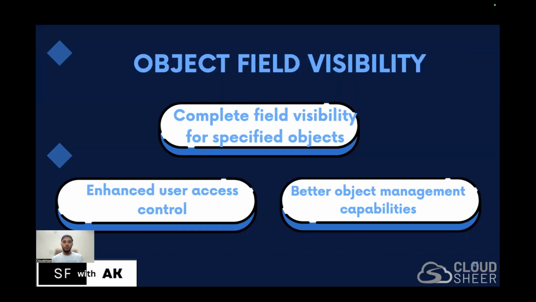Now I have some important features with permissions. So, object field visibility. When we assign a permission set, we needed to select each field one by one. But just like view all access, if you want to give a particular user view all fields access, it's now possible with this particular feature.